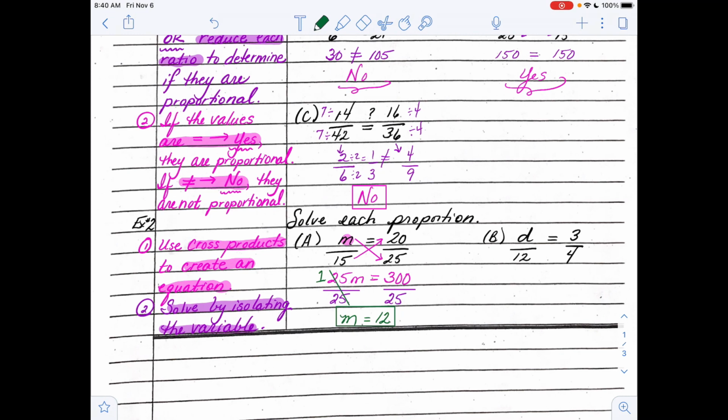Let's go ahead and look at that next one. Again, I already see that they are equal. That's why the equal sign is between them. So let's use our cross products. D times 4 is 4D. Equals, now do the other diagonal, 12 times 3. Well, that's 36.